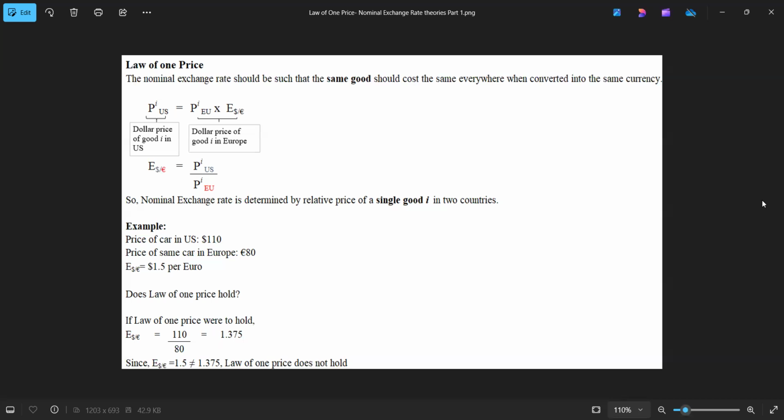Well, if the law of one price were to hold, this means that the dollar price of the car would be the same in the US and in Europe, which basically implies that the dollar to euro nominal exchange rate should be equal to P_i^US, which in this case is $110, divided by P_i^EU, which is 80 euros. So if the law of one price were to hold, the dollar to euro nominal exchange rate would be 1.375, which is different from what we currently observe, which means that the law of one price does not hold. So that's for the law of one price.